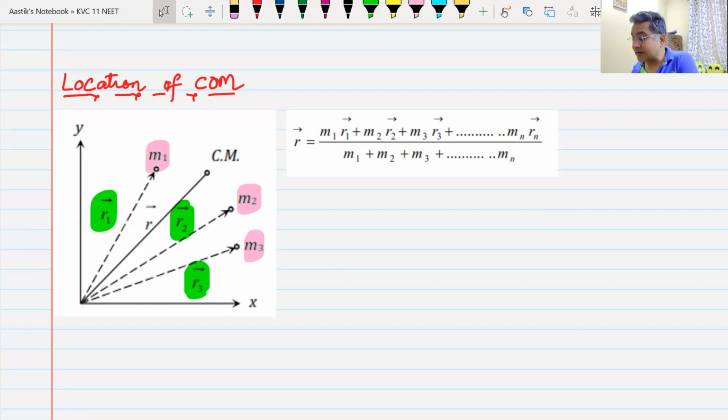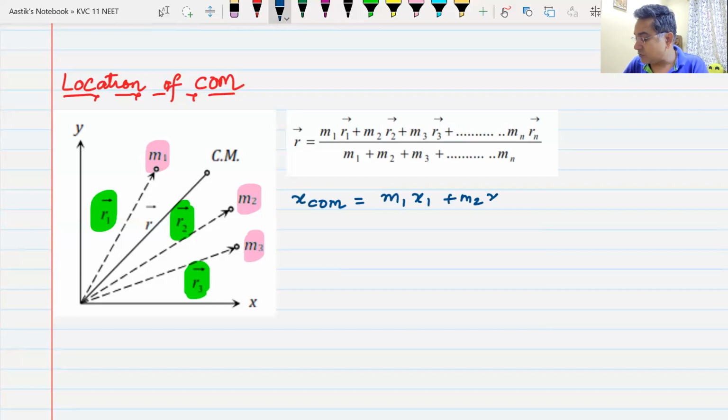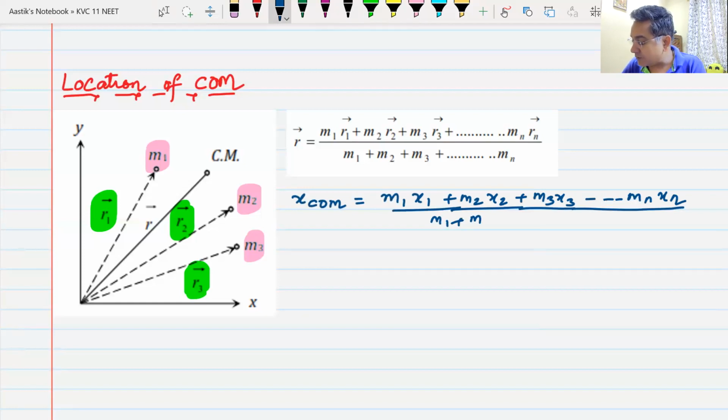Now, sometimes instead of asking you the position vector of the center of mass, they may ask you what is the x coordinate, only the x coordinate. If I want to find the x coordinate, I will put the formula m1 x1 plus m2 x2 plus m3 x3 up till mn xn, divided by m1 plus m2 plus m3 and so on. Do we understand how I can find the x coordinate of the center of mass? Yes or no?